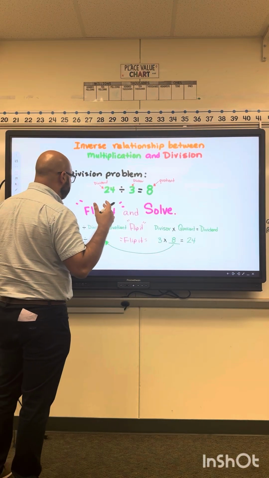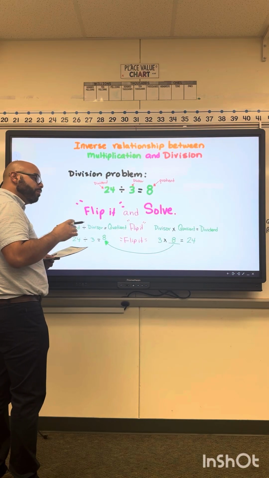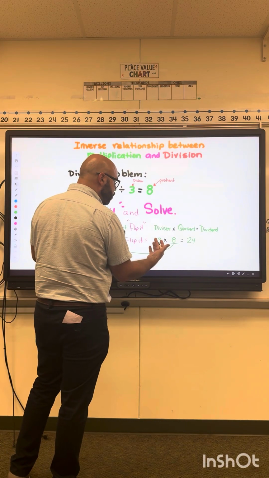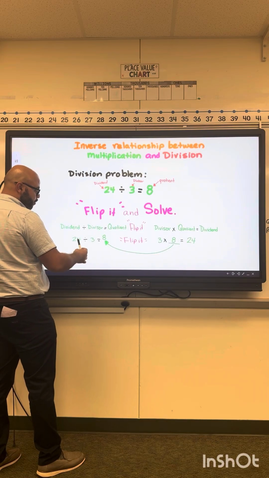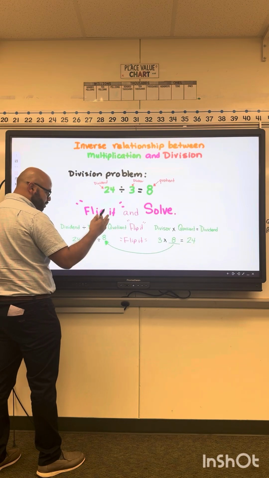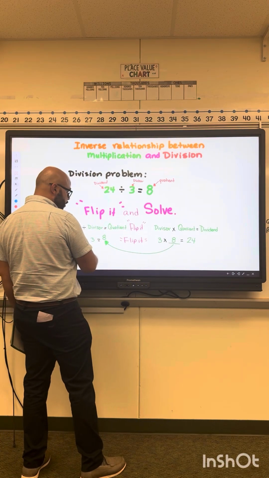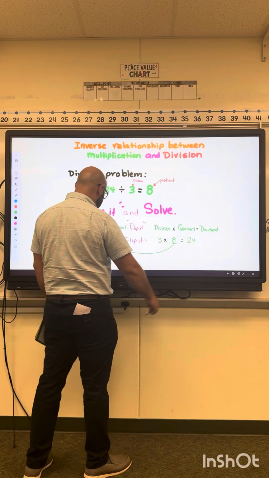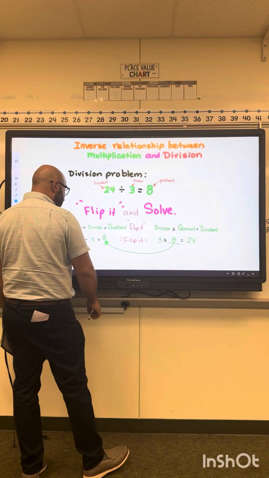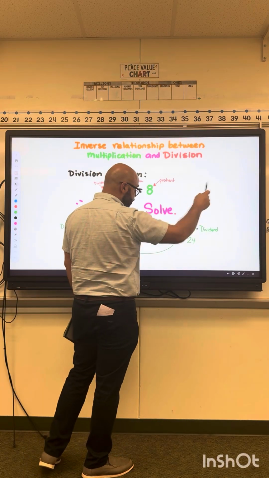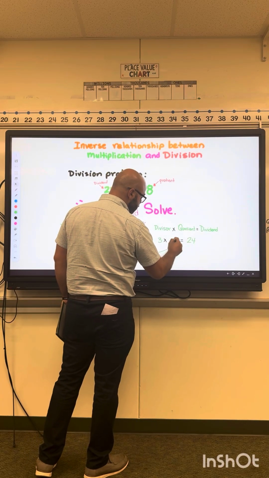The flip it and solve is just exactly what it is. You're going to flip it, right? You're going to flip the equation into a multiplication equation and then solve it. So you have your original equation, 24 divided by 3. Let's just say we don't know it's 8 yet. We're going to flip it, okay? So the 24 becomes your product. The dividend becomes the product, the answer in the multiplication equation. And then the 3 becomes a factor, and we don't know what 8 is yet.